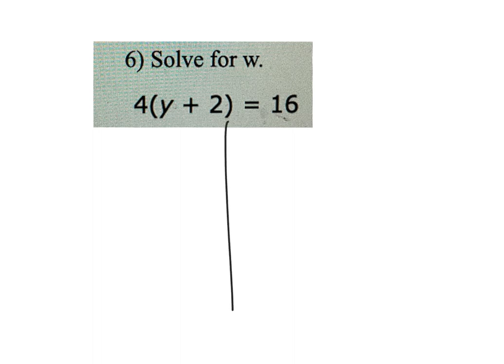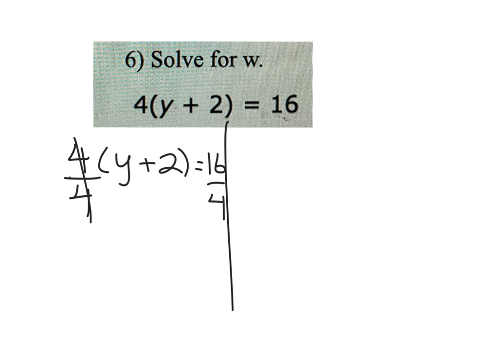One is the division method. So I can divide by the number on the outside on both sides of the equation. So divided by 4, that leaves me with 1 times y plus 2. But 1 multiplied by anything does not change the value of the thing being multiplied. So if I say 1 times y, that's just going to be y. If I say 1 times 2, that's just going to be 2. So I have y plus 2. On the other side, 16 divided by 4 is equal to 4.